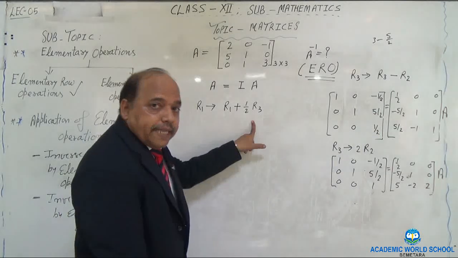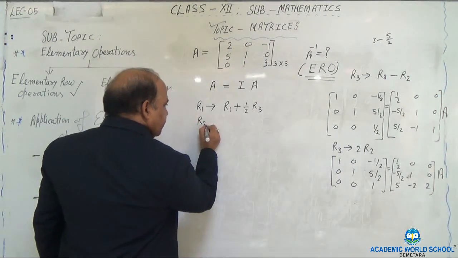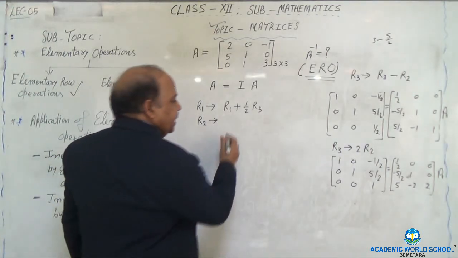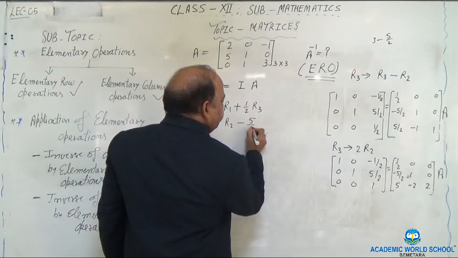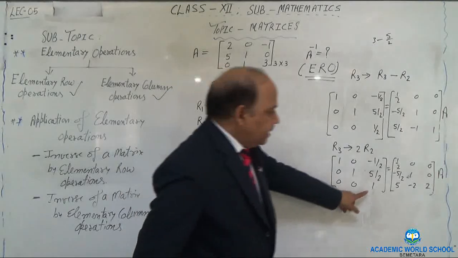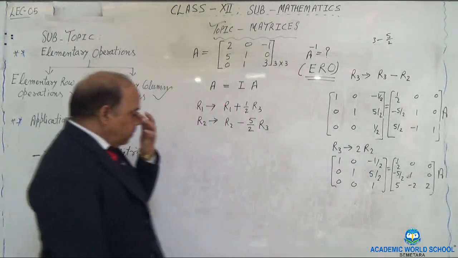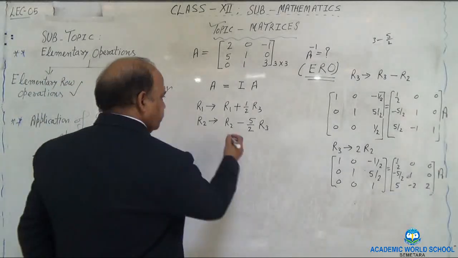And at the same time we are doing one more change. What is the change? In R2 also we are making one change. In R2 we are subtracting 5 by 2 times of R3. We will multiply this by 5 by 2 and then subtract it. Fine? Okay. Let's wind up this.